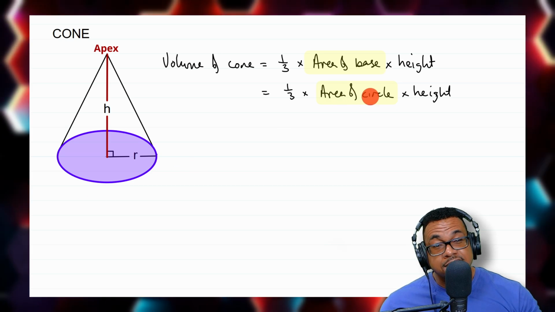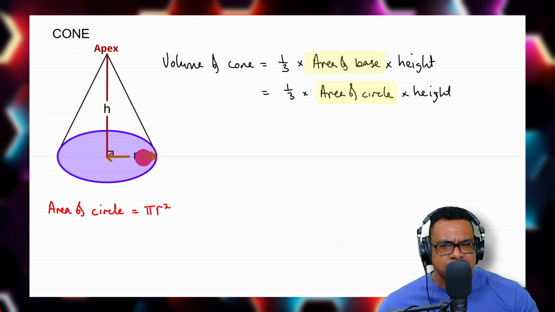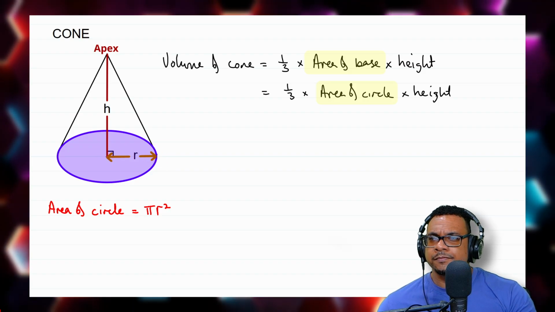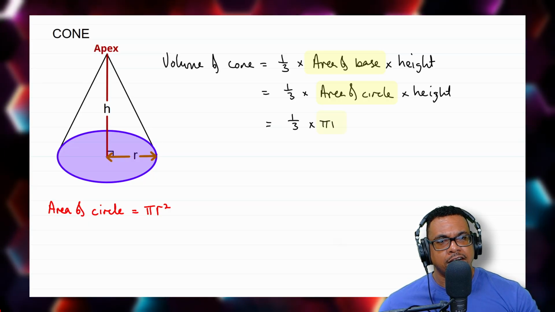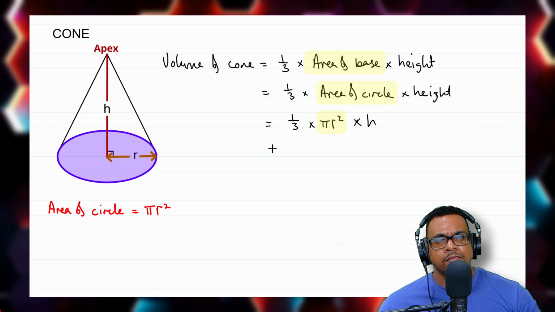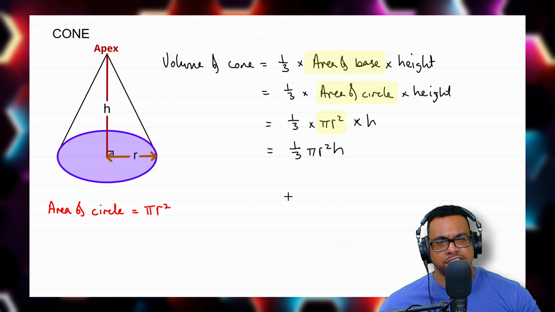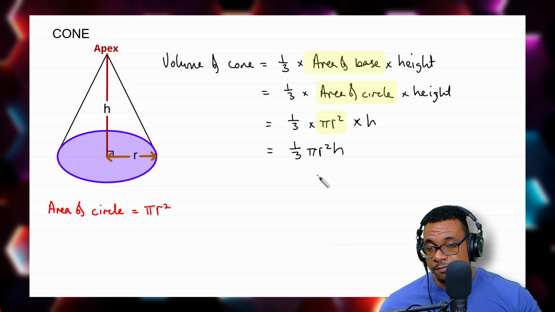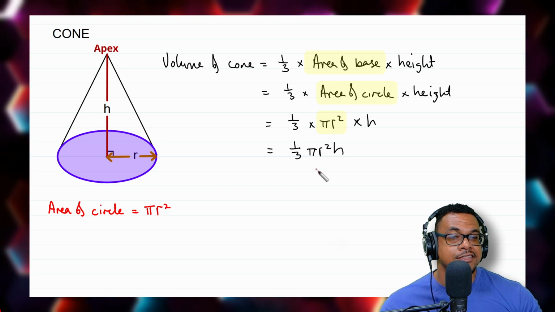And we know the area of a circle is pi r squared, pi by the radius squared. And that's this distance here from the center to the circumference is the radius. This r is the radius. So we have 1/3 by pi r squared, which is the area of the circle, multiplied by, I put h for height. So we get 1/3 pi r squared h. And this is your formula for the volume of a cone. But as you can see, it follows the same principle as the volume of a pyramid.